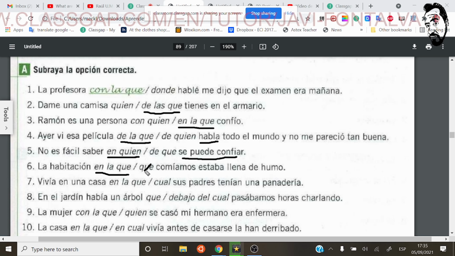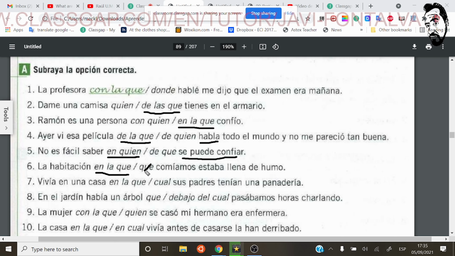Nine. So la mujer con la que se casó mi hermano era enfermera. Because casarse con, we say in Spanish. You could say con quien. Con quien is also possible, because con should be there, because it is with whom.